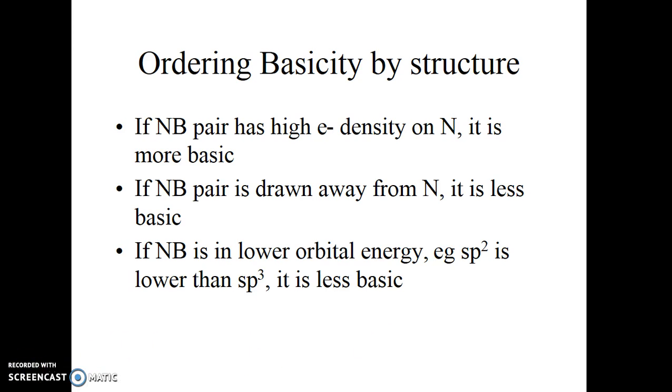So to summarize all this, the non-bonding pair is the key to understanding basicity. The more available it is, so high electron density on the nitrogen, the more basic. The less available it is, the less electron density on the nitrogen, the less basic it is. We also can look at the hybridization, and the more s that the non-bonding pair has, the lower in energy it is, and the less basic it is.